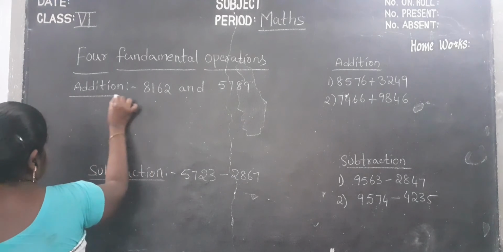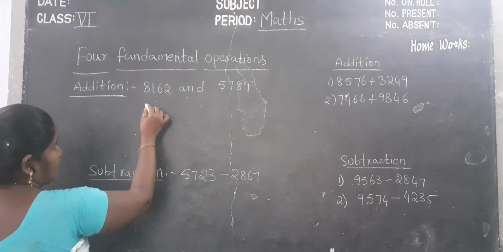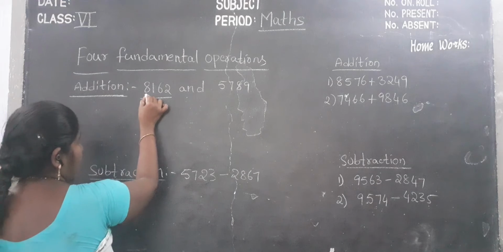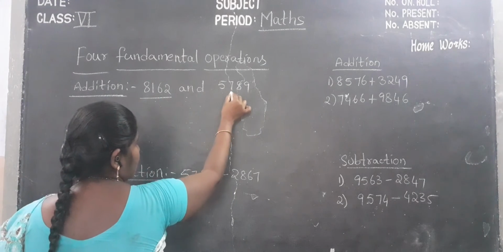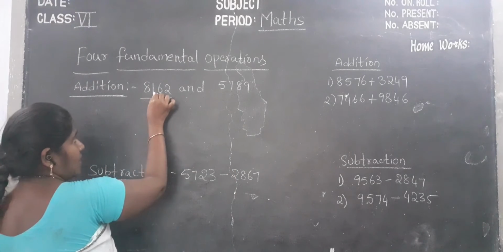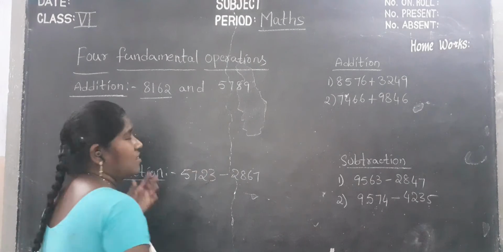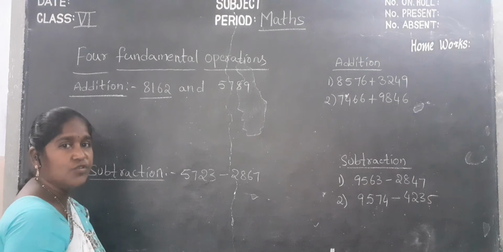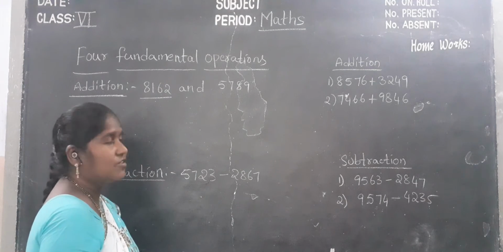Okay, first we learn addition. So what is the given number, children? How to read this number? 8162 and 5789. For these numbers, in which place, children? That one is 8000. So we want to write now rounding of numbers to the thousands.